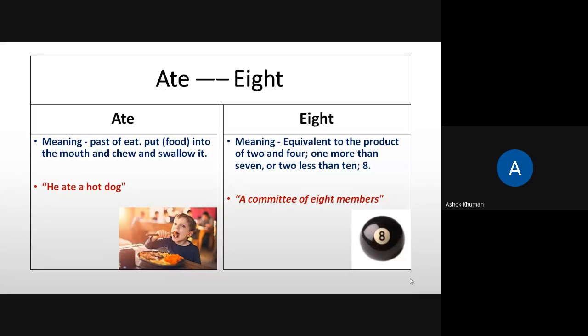Eight o'clock. Eight is a number, and ate, yes, is the past form of eat: put food into the mouth and chew and swallow it. Very simple. He ate a hot dog. Non-vegetarian. So you can see hot dog. He ate a hot dog. So it is eating in that sense, and eight means the number equivalent to the product of 2 and 4. One more than 7, 7 plus 1, 8, and 2 less than 10, 8. You can see the 8. Example: a committee of 8 members.